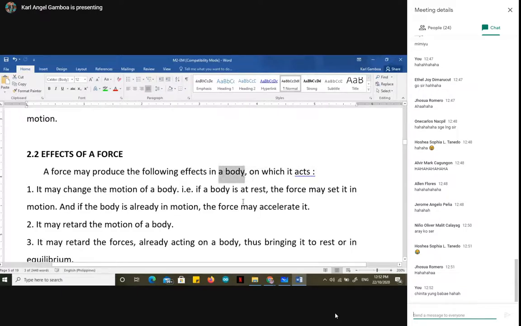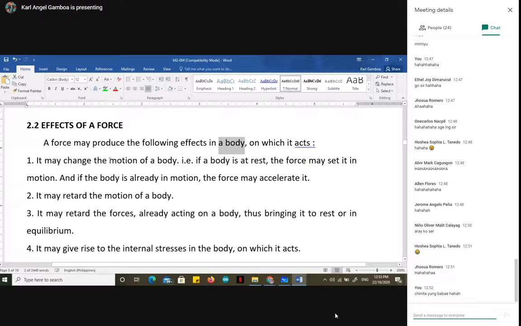Guys, tandaan nyo, whenever I say body, hindi yung katawan ninyo. Okay? Well, pwede yung katawan ninyo. Pero for example, I can also say this table is a body, the computer is a body. So representation yung body, okay? It may change the motion of the body. So yun yung unang-una natin kailangang alamin kapag merong force. Kaya niyang i-change yung motion ng body.